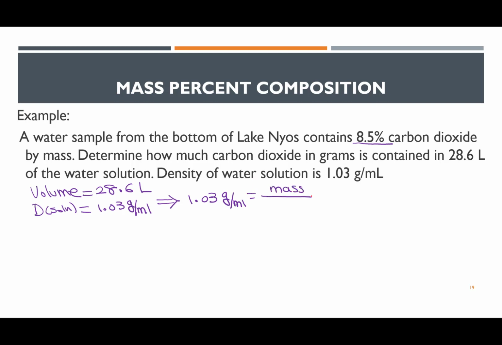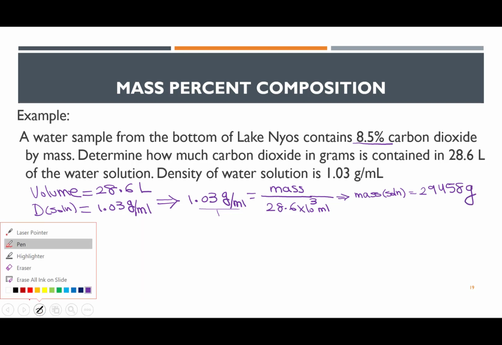mass over volume. Then as you could see here, the volume is in liter. We have to convert it to milliliter, 28.6 times 10 to the power of 3 milliliter. Okay, and if you do the math, we cross multiply. That means you multiply 1.03 by 28.6 times 10 to the power of 3. Then the mass of your solution will be equal to 294.58 gram. Now we have to take care of the sig fig part of it.